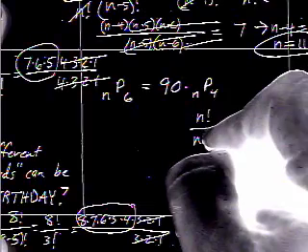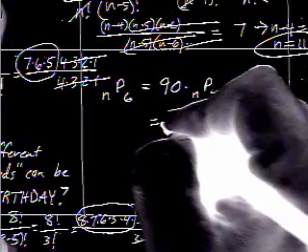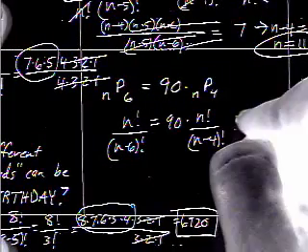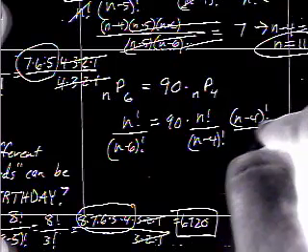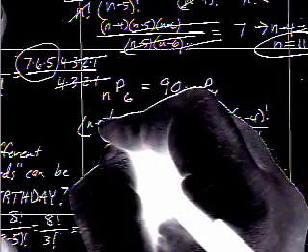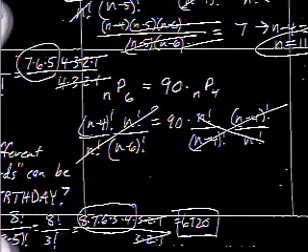So I got n factorial over n minus 4 factorial, and I got 90 times that, and I got n factorial over n minus 6 factorial. And I multiply by the factorials on both sides, obviously, right? Because I want to get all my n's on the same side. And a lot of junk's going to cancel out, right?